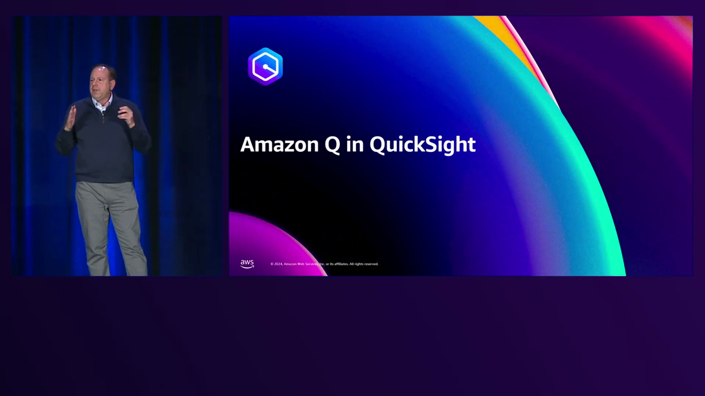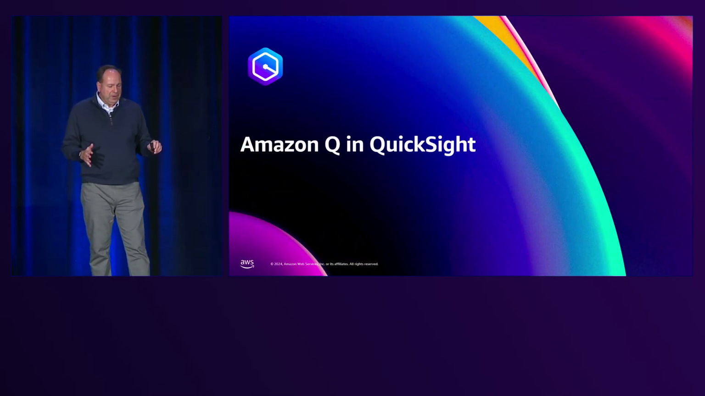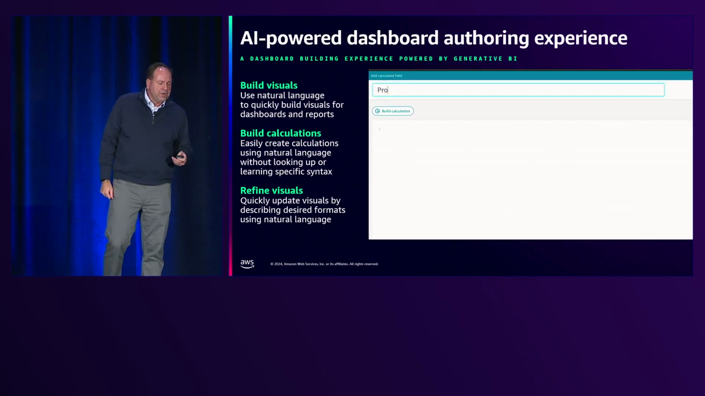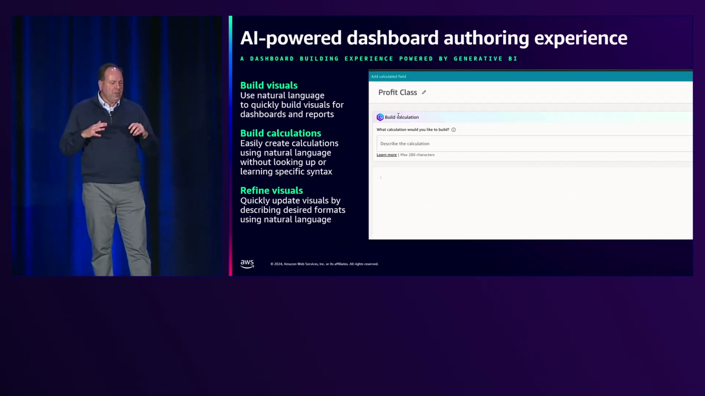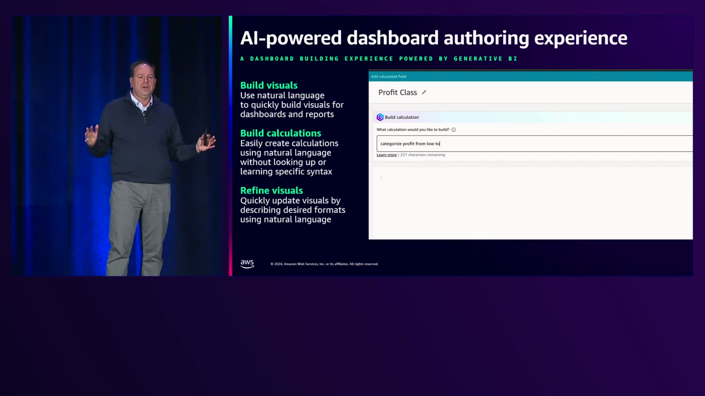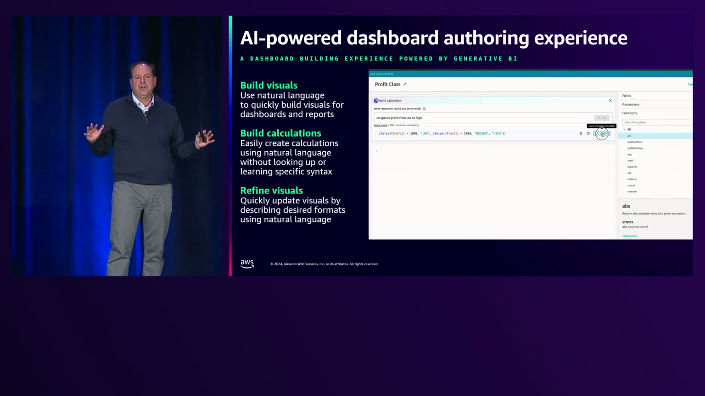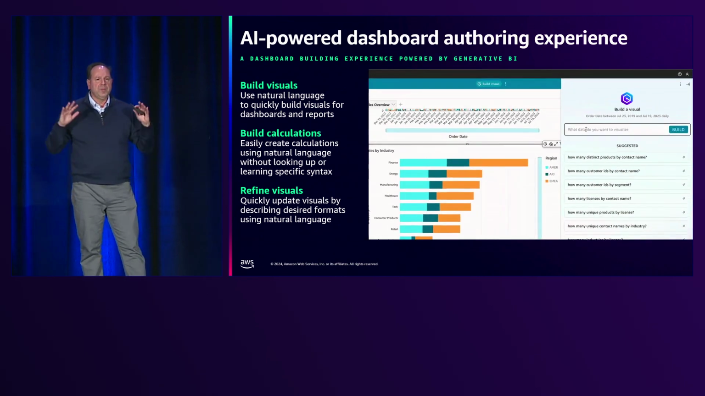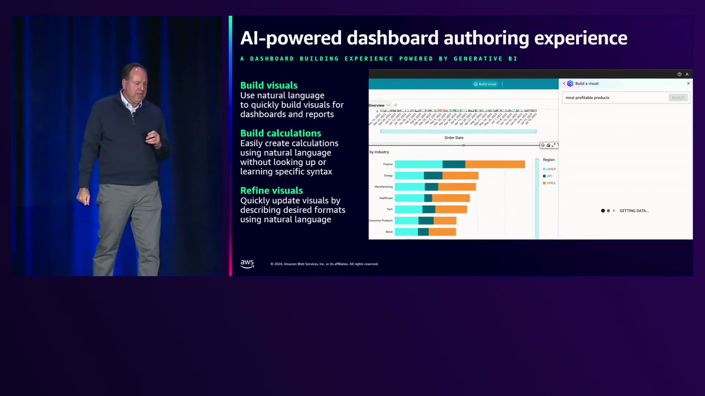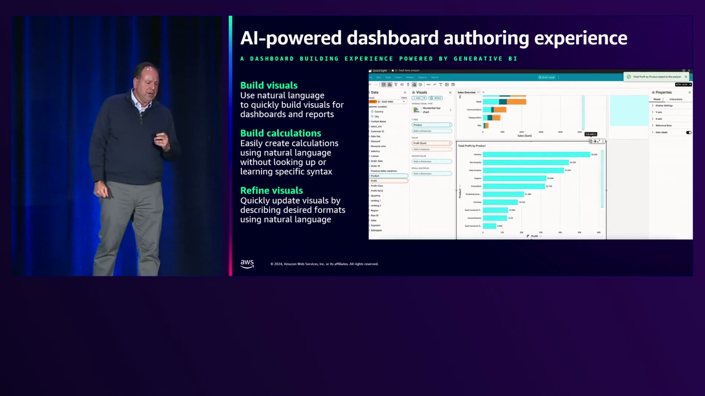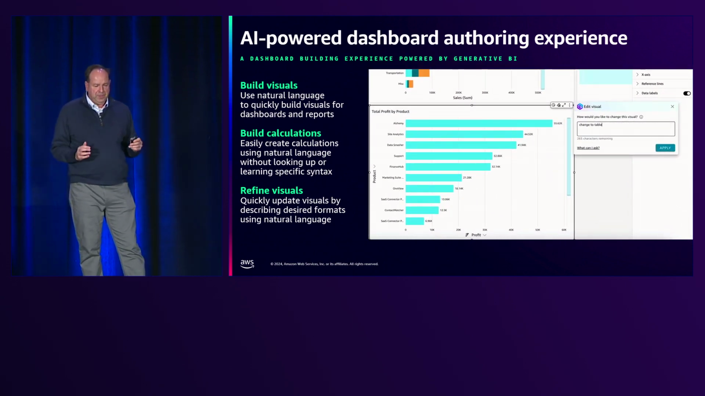So I'm going to transition a little bit and talk about Amazon Q and QuickSight. So the first thing here, this is, again, we're trying to make all of our users both more efficient, but also make the experience easier to use across the board. Because when you do that, you make it possible for more people to participate in analytics. So this first set of capability here is around our authoring experience.